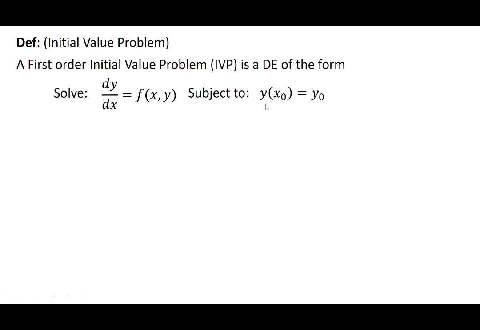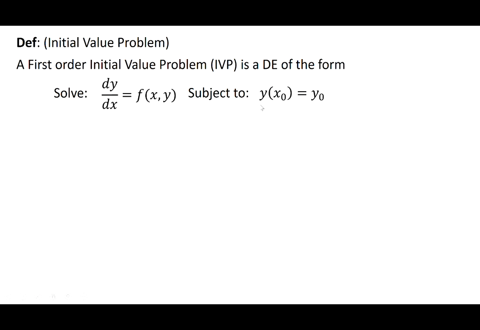And what's up with this y(x₀) = y₀? That is an initial condition. What does it mean? It means when x takes on the value of x₀, y will have a value of y₀ at that time. Okay? For example, I could say y(1) = 2. That means when x is equal to 1, y is equal to 2.